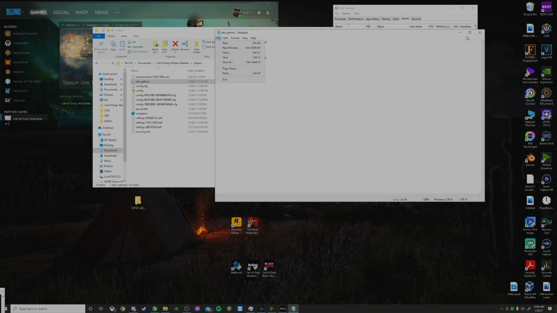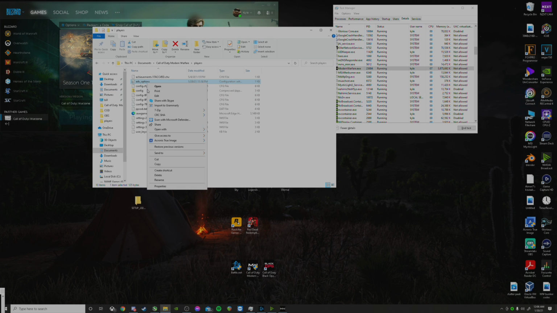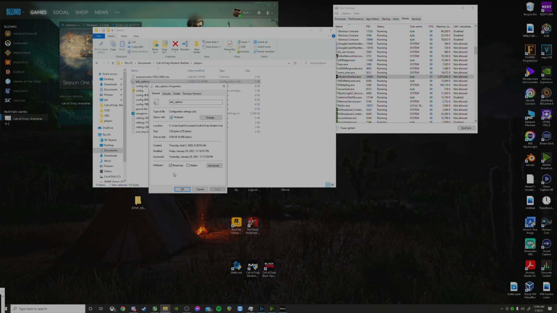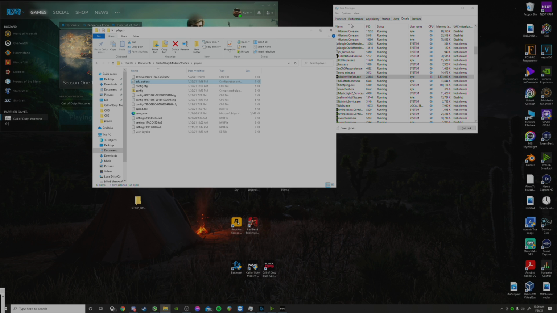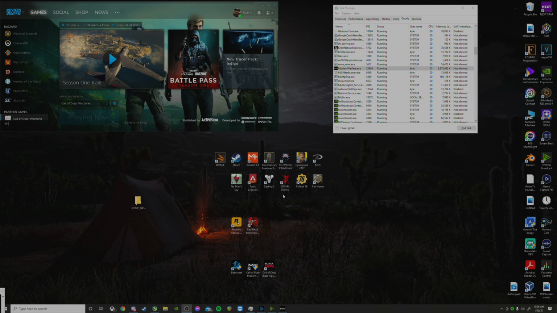So you click save, and after I clicked save, to make sure that those options don't get changed, I checked read only. And after I did that, I had zero issues running Warzone.